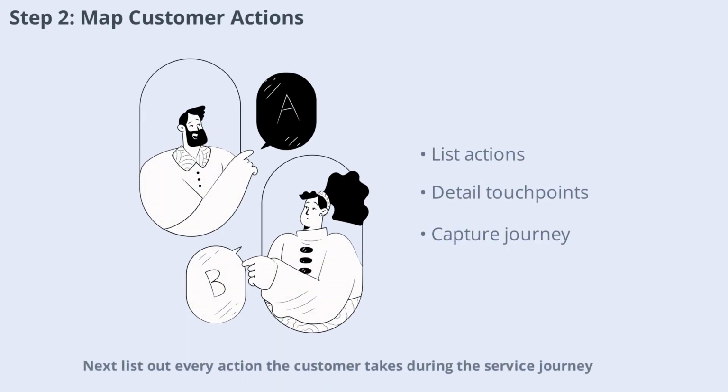Next, list out every action the customer takes during the service journey. This could include searching for information, making a purchase, or requesting support. Be as detailed as possible, capturing every touchpoint. This step forms the backbone of your blueprint and ensures you don't miss any critical moments in the customer experience.